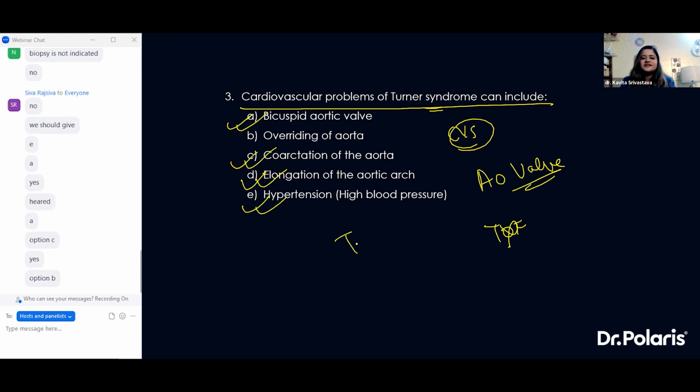I simply remember Turner syndrome, T for Turner, and Turner syndrome tears apart the aorta. So that is how you can easily remember. Turner syndrome tears apart the aorta. Tears apart the aorta basically means it can cause bicuspid aortic valve, it can cause coarctation. So it is all going to affect the aorta, because of which they can have hypertension also. So don't get confused with other deformities of the aorta. It is basically only bicuspid aortic valve, coarctation or elongation. And all of these can cause hypertension. That is the most commonly asked question about the CVS part of Turner syndrome. Okay.